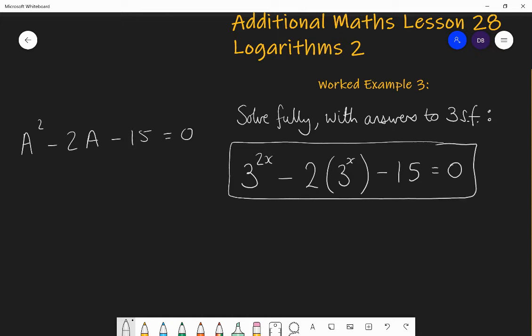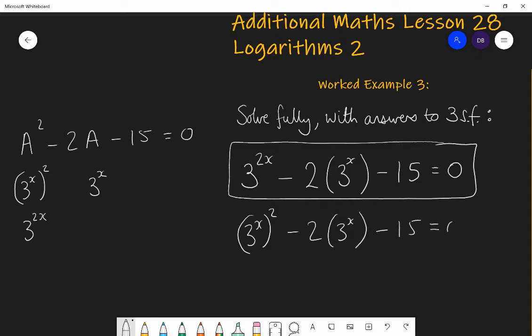That's what this looks like to me, where my unknown thing a is 3 to the power of x. Because if I square 3 to the power of x, using index laws, when you have a power to a power, you multiply. So 3 to the power of x, if I square it, is 3 to the power of 2x. So really, what I have here is 3 to the power of x squared minus 2 lots of 3 to the power of x minus 15 equals 0. So I'm going to solve it like I would a quadratic.